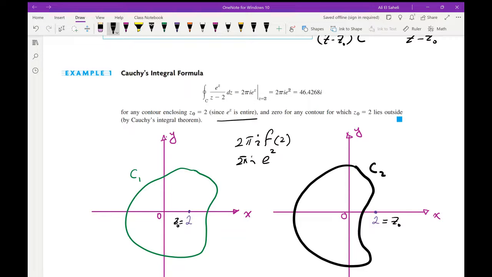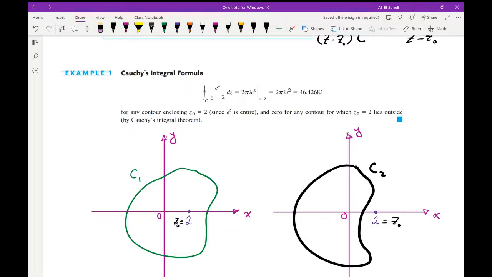Since the input of e is a real number, the exponential function, the complex exponential function, reduces to the real exponential function if its argument is real. So this is simply 2 pi i times e squared. e is 2.7 and so on. Okay, and in that case you get that number.